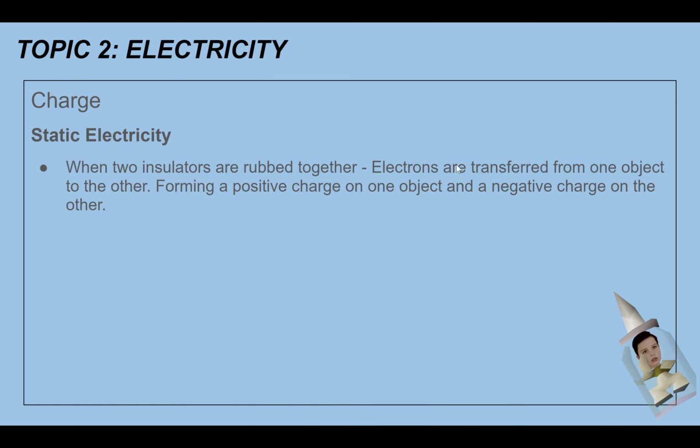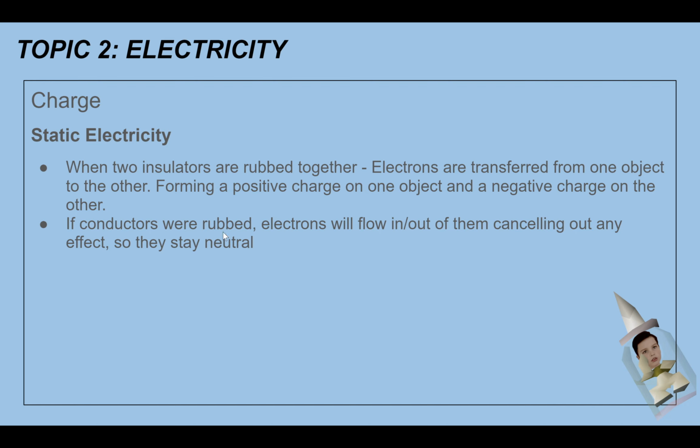So static electricity: when two insulators are rubbed together, electrons are transferred from one object to the other, forming a positive charge on one object and a negative charge on the other. If conductors were rubbed, electrons will flow in and out of them, cancelling out any effect, so they will stay neutral. Insulators become charged because the electrons cannot flow.